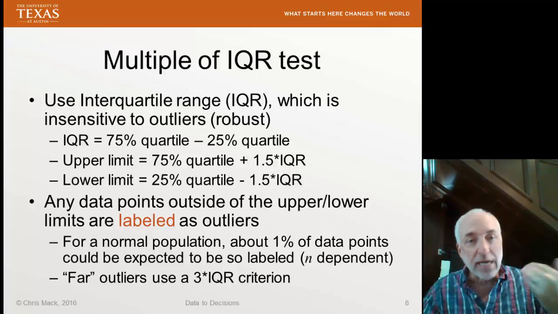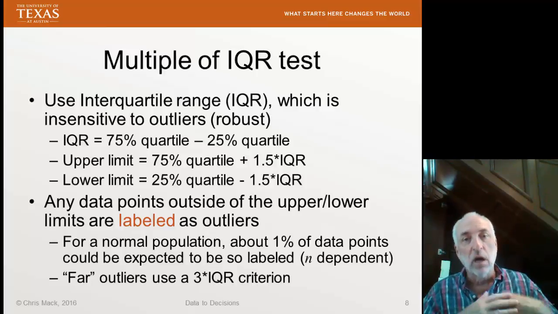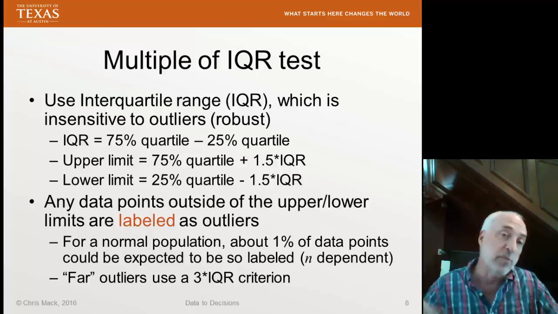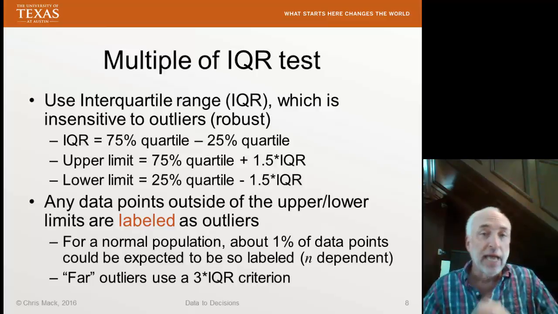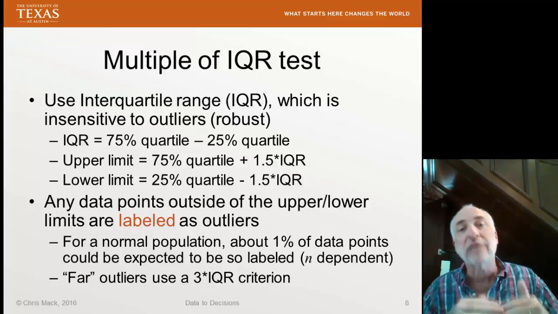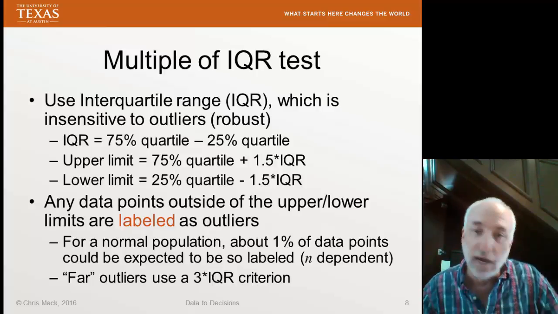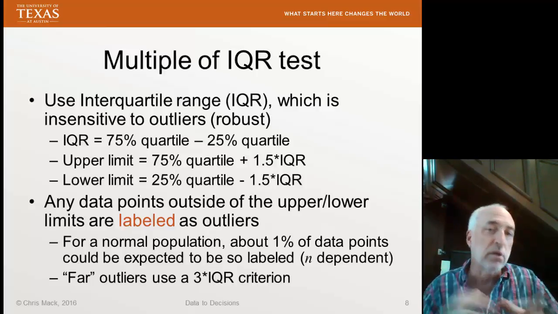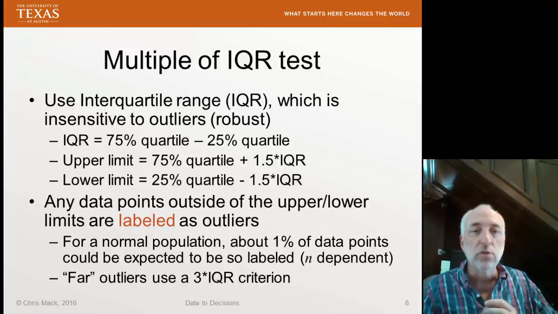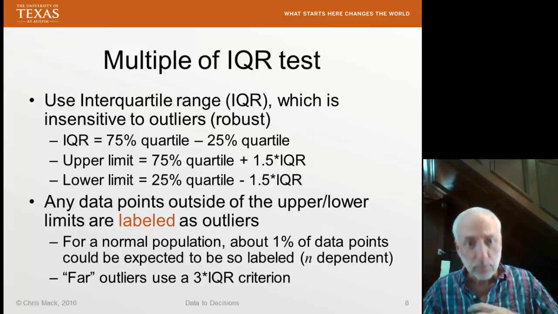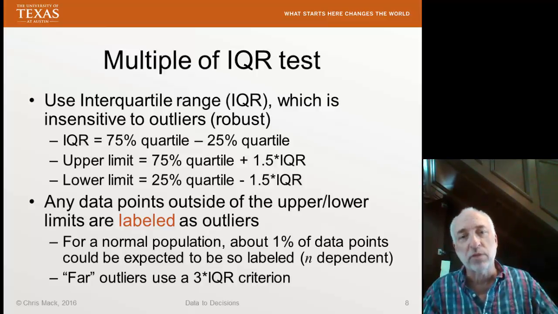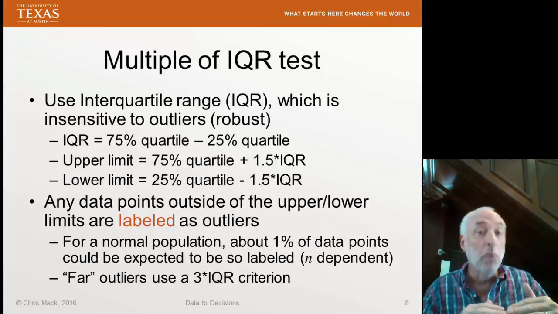So define an upper limit. Any data point above the upper limit we can label as an outlier, being the 75th quartile plus 1.5 times the IQR. Now this 1.5 factor is just an empirical number that we've used that seems to make sense. And the lower limit is the 25th percentile, the 25th quartile, minus 1.5 times the IQR.